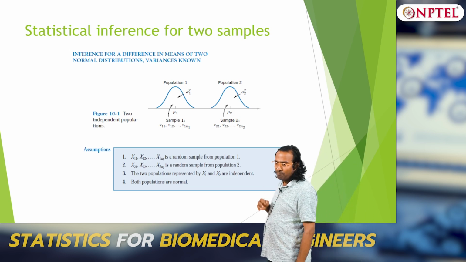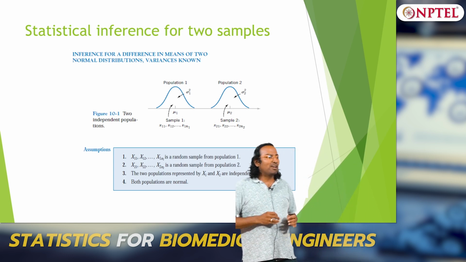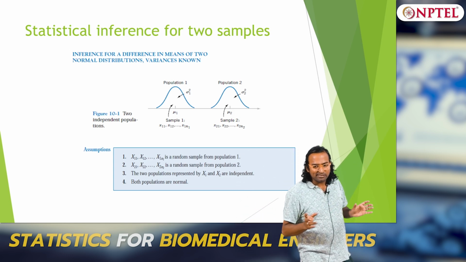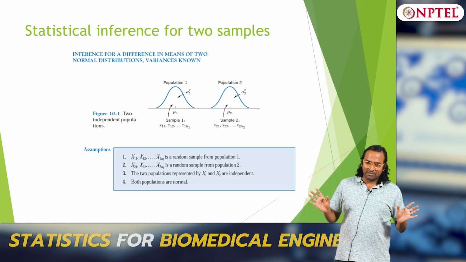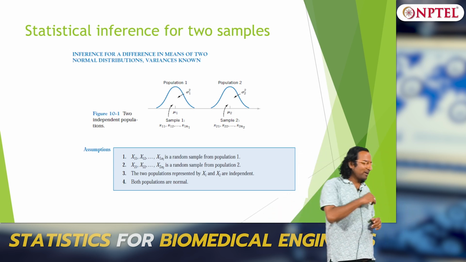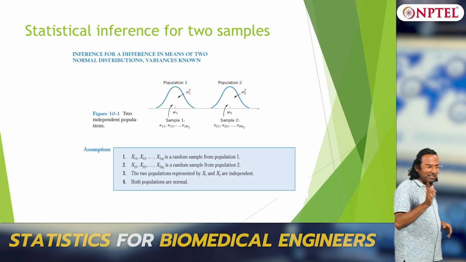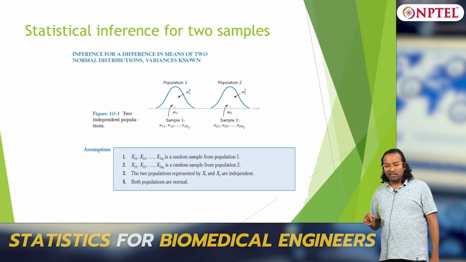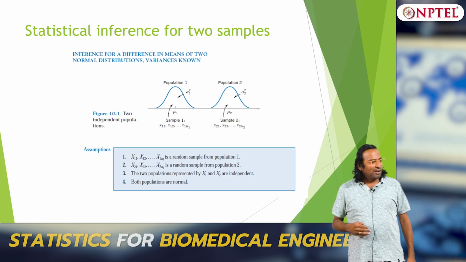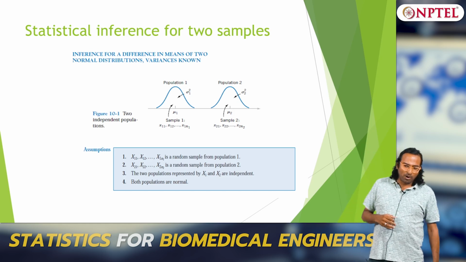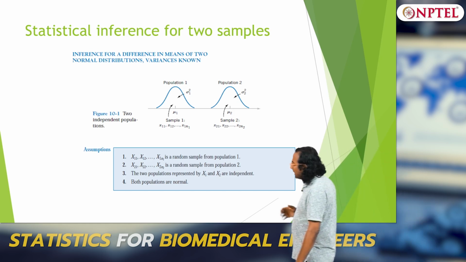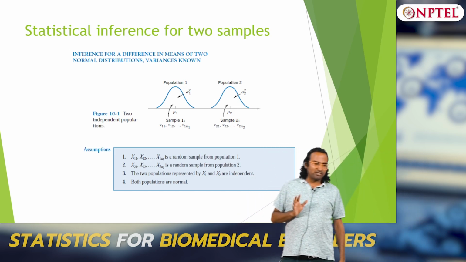Here again we are going to assume that the two populations are independent. The moment it becomes dependent, things become different. So that will be the next step. Right now we will first assume the two populations are independent, and then we want to perform hypothesis testing.